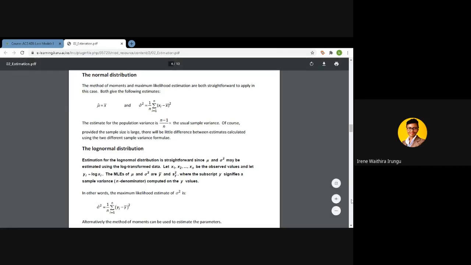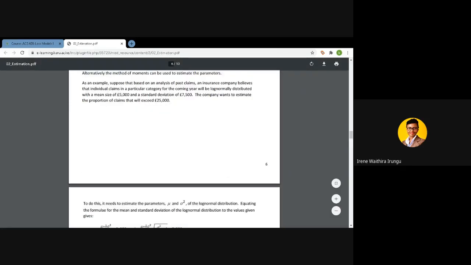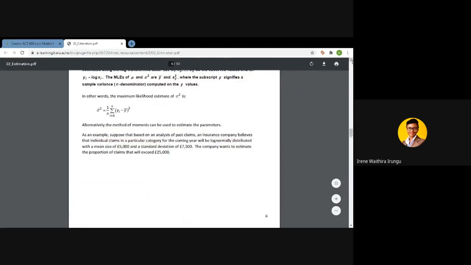I want us now to look at a question, so let's look at one on log normal. Suppose that based on analysis of past claims, an insurance company believes that individual claims in a particular category for the coming year will be log normally distributed with a mean size of 5,000 and a standard deviation of 7,500. The company wants to estimate the proportion of claims that will exceed 25,000.